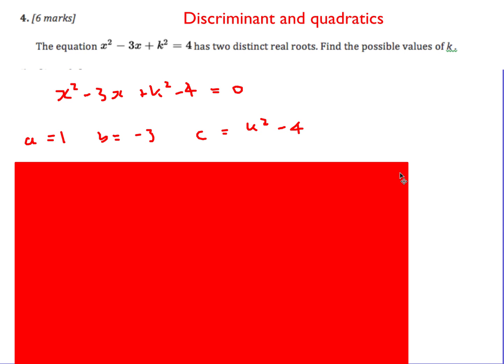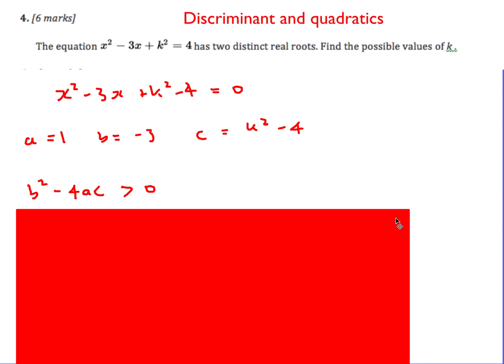If I'm doing this question, I would always write down what is a, what is b, what is c. A is the term in front of the x squared, so a is 1. B is the term in front of the x, so that's minus 3. And c is the constant term. Well, k is just a number, so k squared minus 4 is just a number. So therefore c is k squared minus 4. Now I've got that, stick it into the formula.